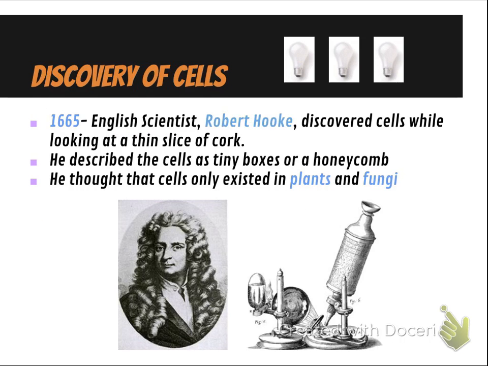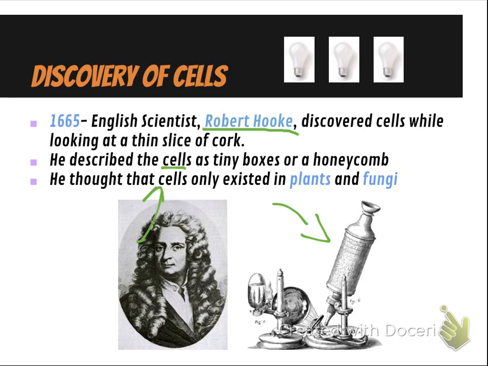First person we want to talk about is Robert Hooke. Now, in 1665, English scientist Robert Hooke discovered cells while looking at a thin slice of cork. He did this by using what's called a microscope. The microscopes they used back then were a series of different lenses that were put together. So what exactly is it that Robert Hooke discovered? Well, he discovered actual cells by looking at those slices of cork. And what he noticed was they looked like teeny boxes or little honeycomb squares. Hence why we use the word cells to describe these things.